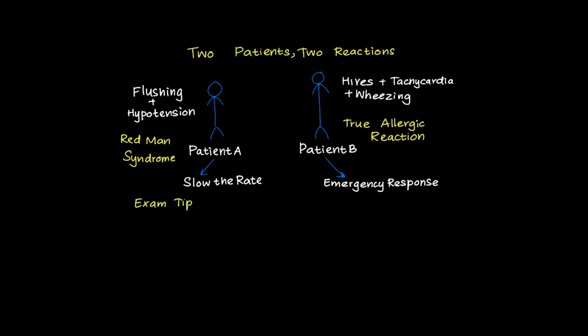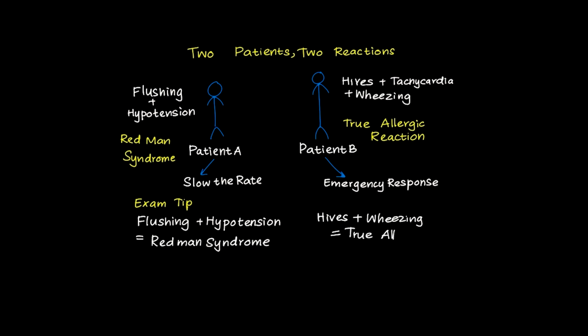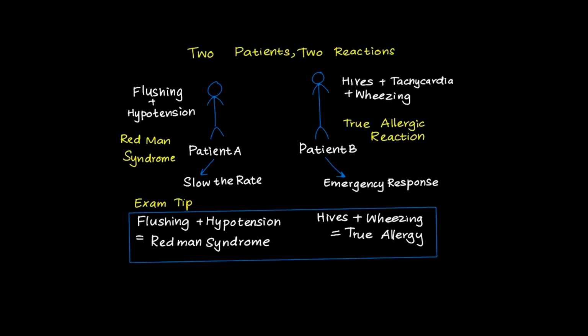Here's a WGU D441 OA exam tip for you. When comparing two patients on the same drug with different symptoms, line up each symptom set separately. Flushing plus hypertension after rapid infusion equals red man syndrome. Hives plus wheezing plus tachycardia equals true allergy. Quick recall hook. Flush means rush, hives mean allergy lives.